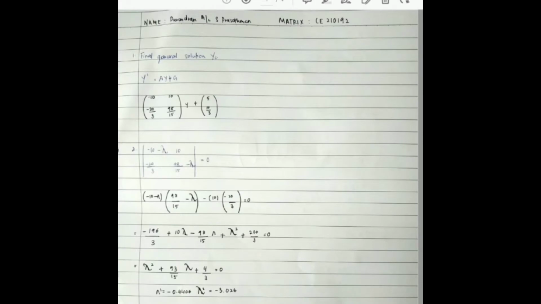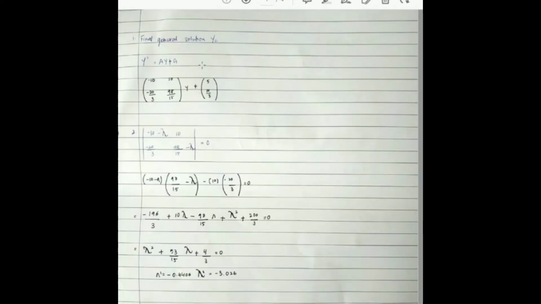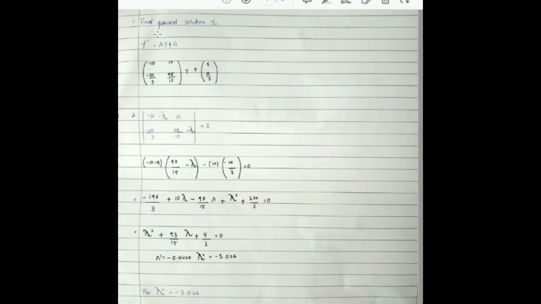A very good day to Dr. Shaliza binti Abdullah. I am Puvendran A, Prusothmen, matrix number CE210192 from group 13, and I'm going to present about question 3 for project 1 for the ordinary differential equation subject. So this is my first question. We should find the general solution for Y c. So Y prime equals AY plus G.